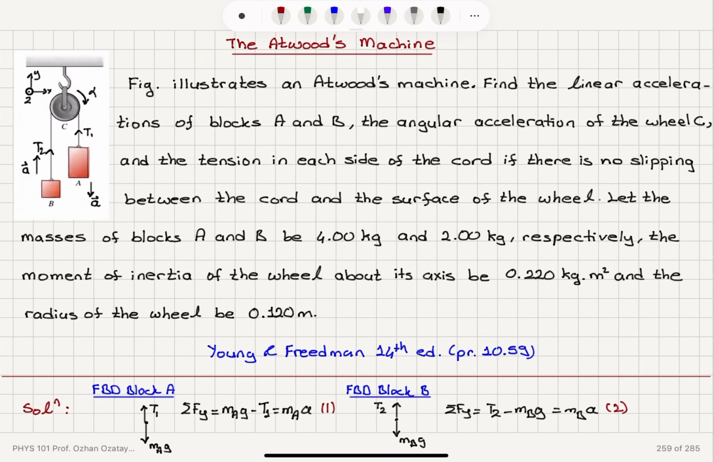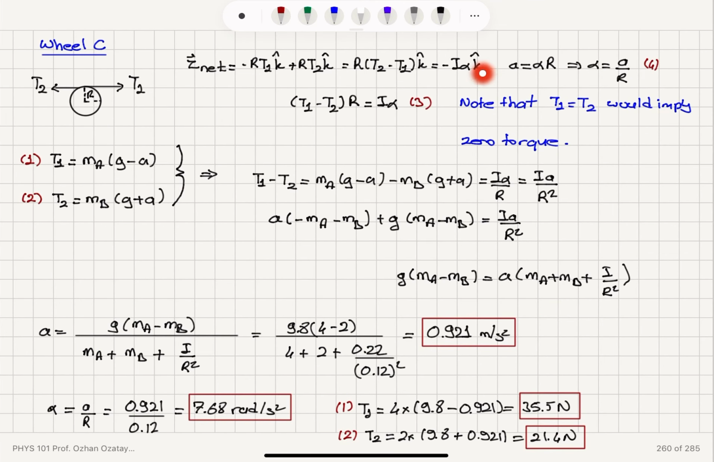But where is the direction of the angular acceleration? This is supposed to be accelerating in the clockwise direction, so alpha would be in the minus k hat direction, so minus I alpha k hat. So this would give us an equation between the tensions and alpha, and we also know that in rolling without slipping, the linear acceleration A would be linked to alpha as alpha times r.